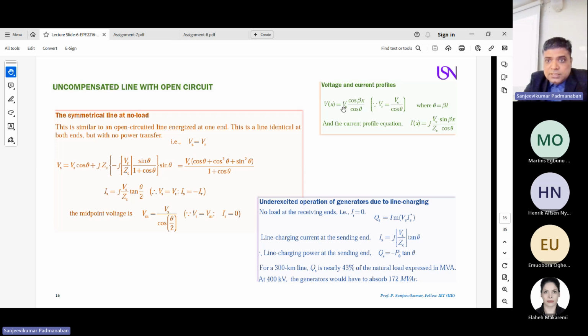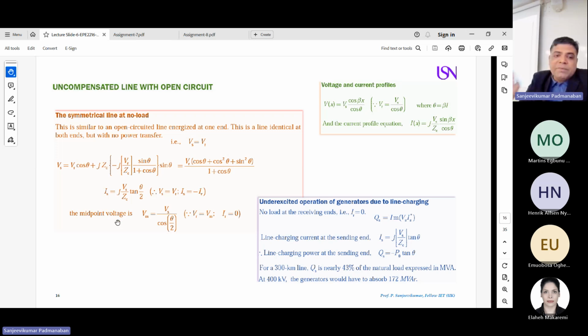We are finding the resultant. We apply these equations and adjust the parameters by trigonometric additions. Finally, we find Vr times (cos theta plus cos square theta plus sin theta) divided by (1 plus cos theta). This is your sending end voltage. And the sending end current is given by j times Vs divided by Zc times tan(theta/2). If we assume the sending end voltage is equal to the receiving end voltage, the sending end current is equal to minus IR, where IR is the receiving end current.